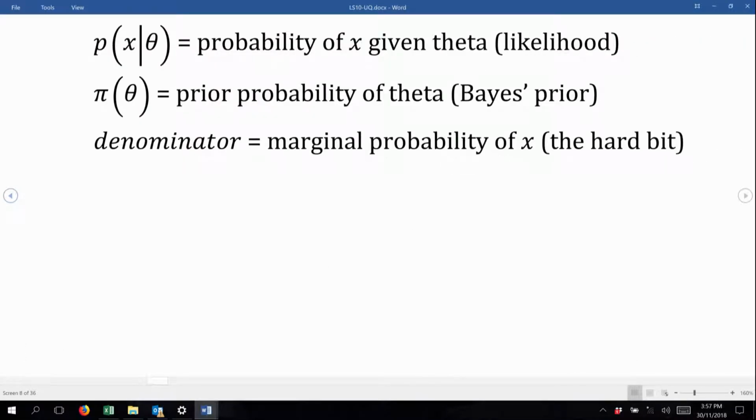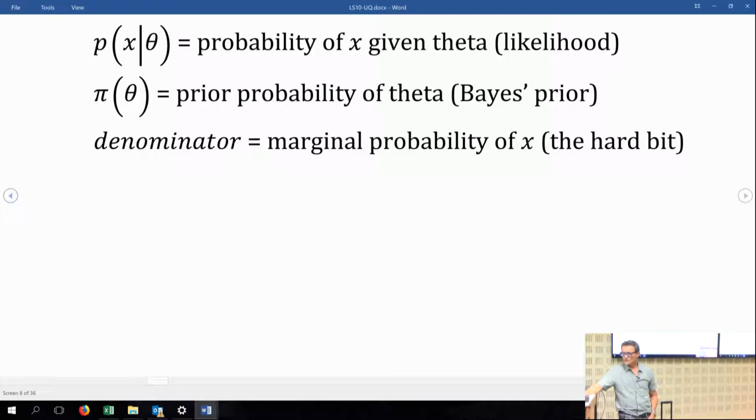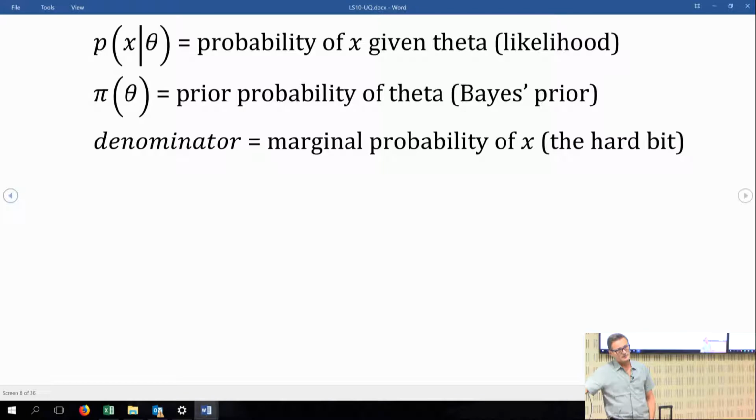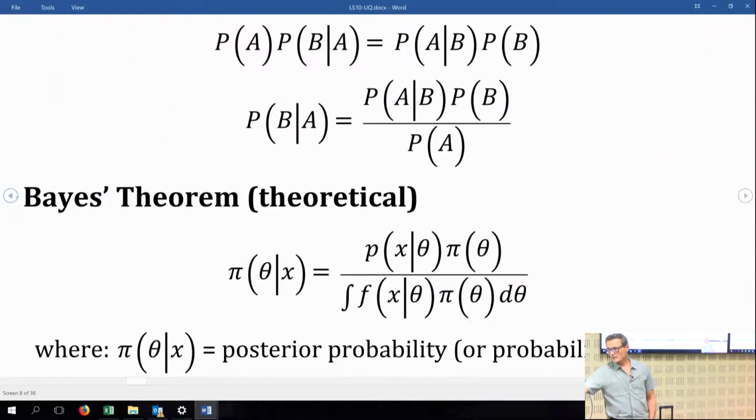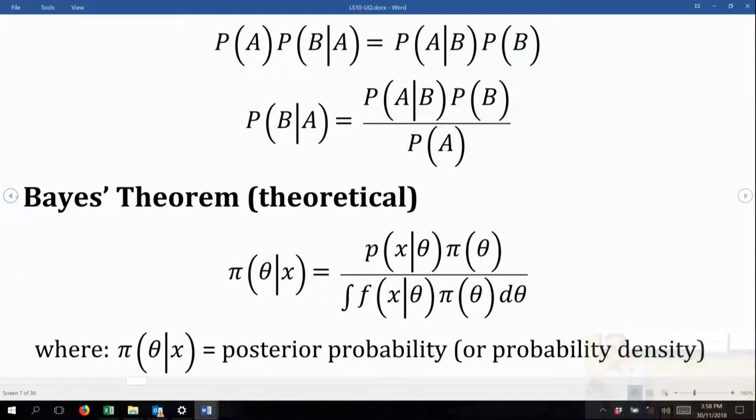All right. So the rest of this equation: the probability of x given theta is what we call the likelihood, and that's what we have been working with in this class so far. And the pi of theta is the prior. That's what the Bayesians say we should bring to the table as prior knowledge. And if we use that prior knowledge times the likelihood in the numerator, we can get the posterior.